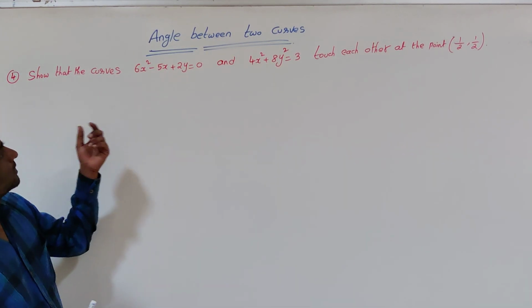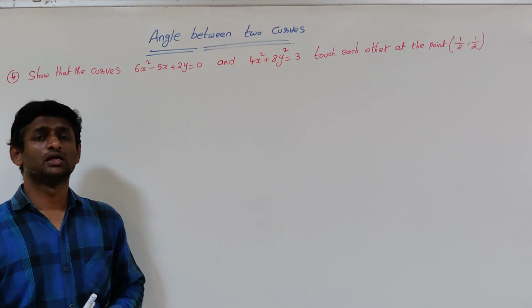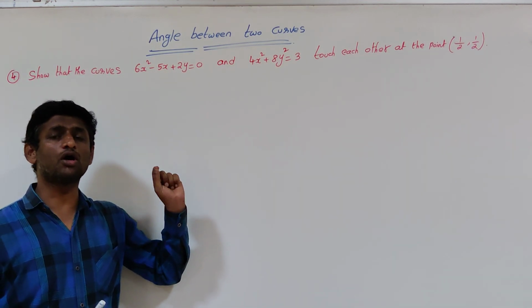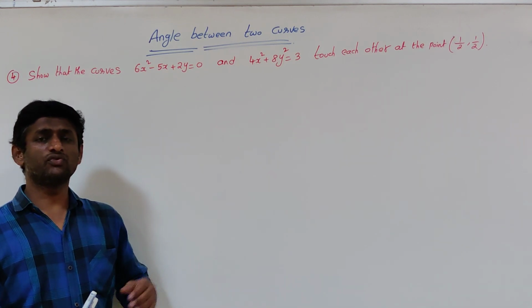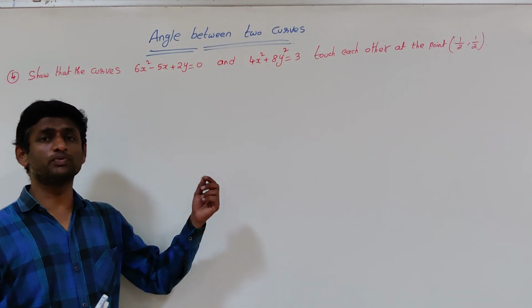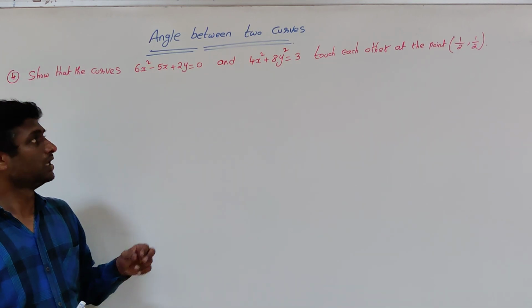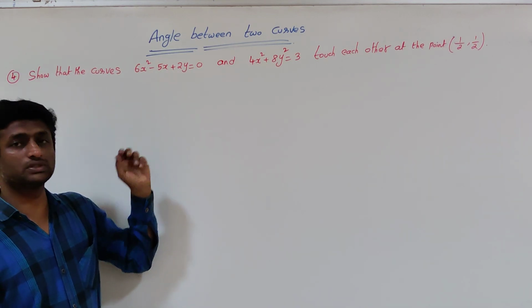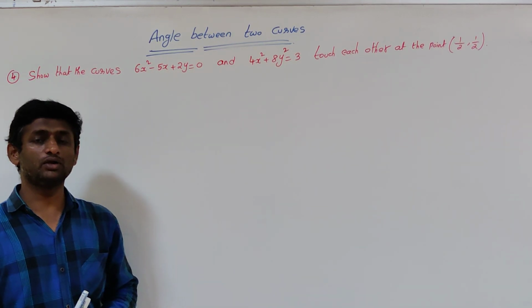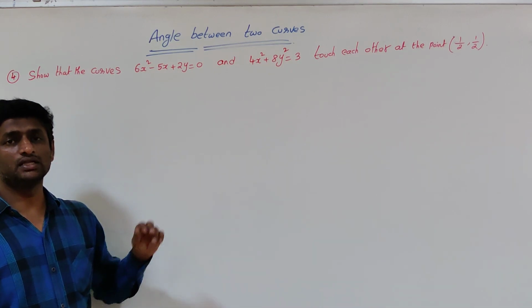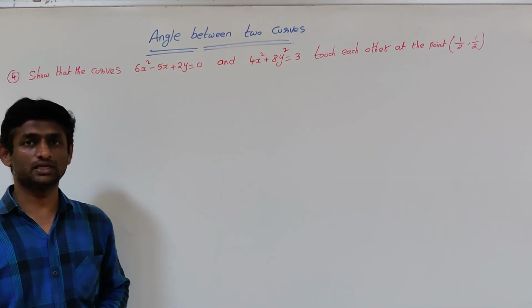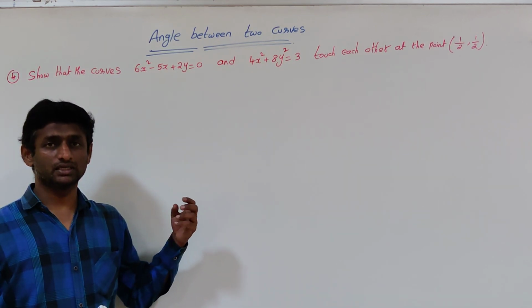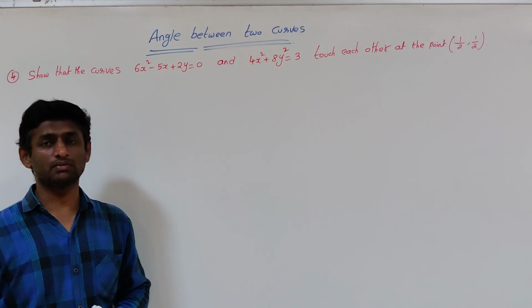And touch each other means the two curves will have only one common tangent line. If it has one common tangent line, then the slopes will be equal. Means if we show that the two slopes at the point 1 by 2 comma 1 by 2 are equal, then we can say the two curves touch each other. So let us try to find out what are the slopes of the individual curves at the point 1 by 2 comma 1 by 2.